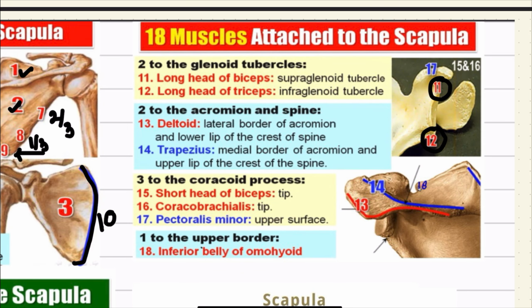Two to the acromion and spine, that is 13 and 14 here. They are deltoid and trapezius muscle. Deltoid muscle actually कहाँ पर होती है? On the lateral border of the acromion and the lower lip of the crest of the spine. अब देखो ये जो हमारे पास deltoid है ये एक्चुअली ऑन द लोअर लिप, ये जो आपको दिख रही है, लोअर लिप ऑफ द क्रेस्ट ऑफ द स्पाइन पर लोकेटेड है.